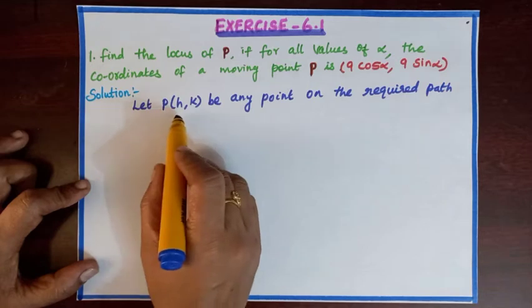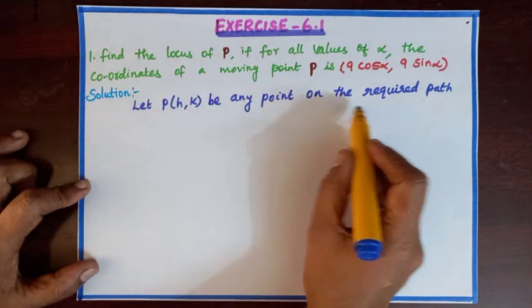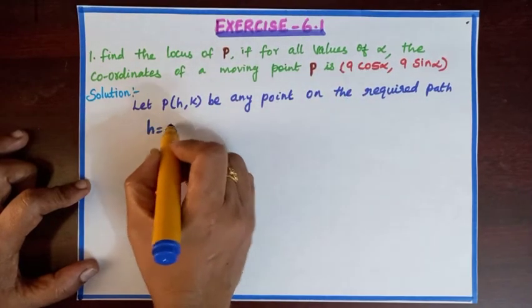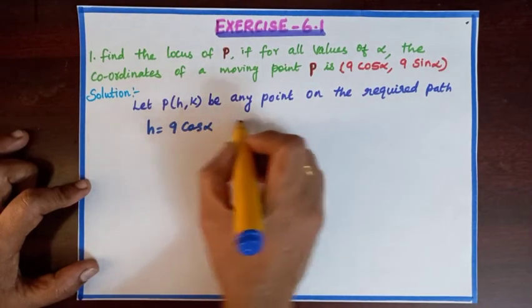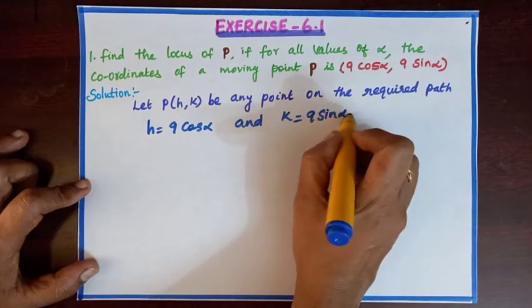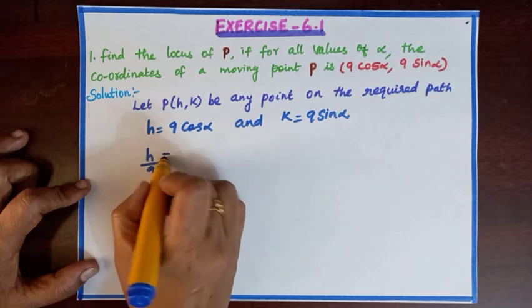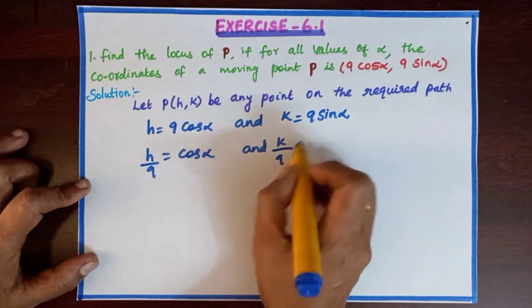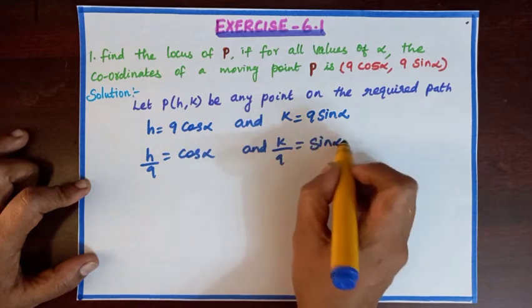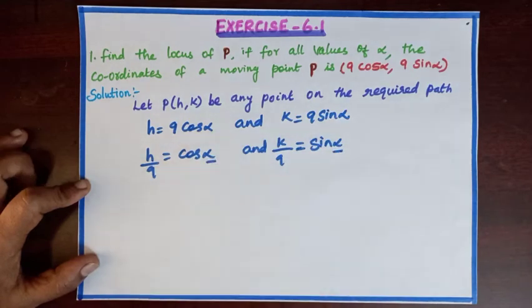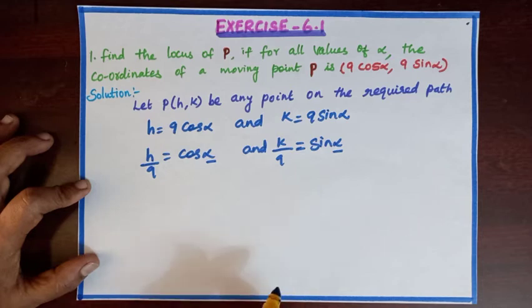Let P(h, k) be any point on the required path. From the given information, h equals 9 cos alpha and k equals 9 sin alpha. So h by 9 equals cos alpha and k by 9 equals sin alpha. Next, we have to eliminate the parameter alpha. For that, I am going to square and add.